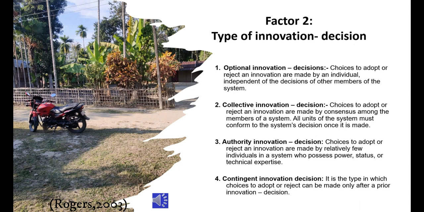The fourth one is contingent innovation decision. It is the type in which choices to adopt or reject can be made only after a prior innovation decision. Here, at least 2 innovation decisions should occur: optional, collective, or authority. An individual member of a social system may be free to adopt or not to adopt a new idea only after his or her system's innovation decision. First, one group or the social system takes the decision, and after that the individual will take the final decision.